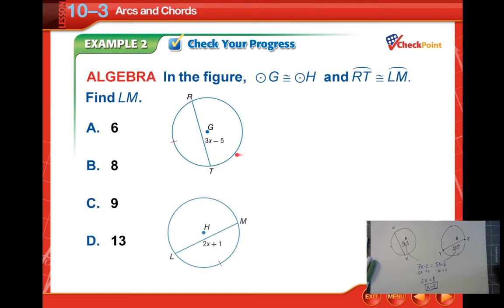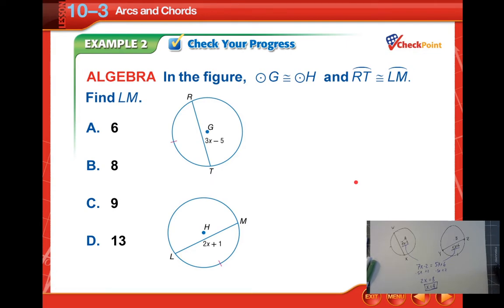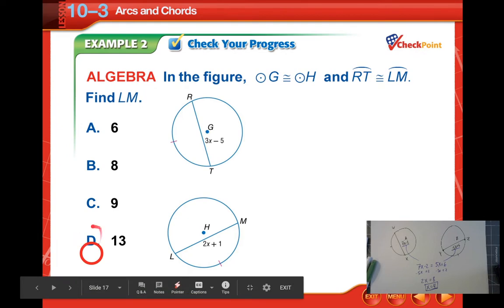So give this a try on your own. You have these two circles. We're told they match. We're told RT and LM, the arcs, match, so we know that those chords must match as well. Take a minute, pause the video, try to solve it on your own. And if you got an answer, hopefully you got 13.